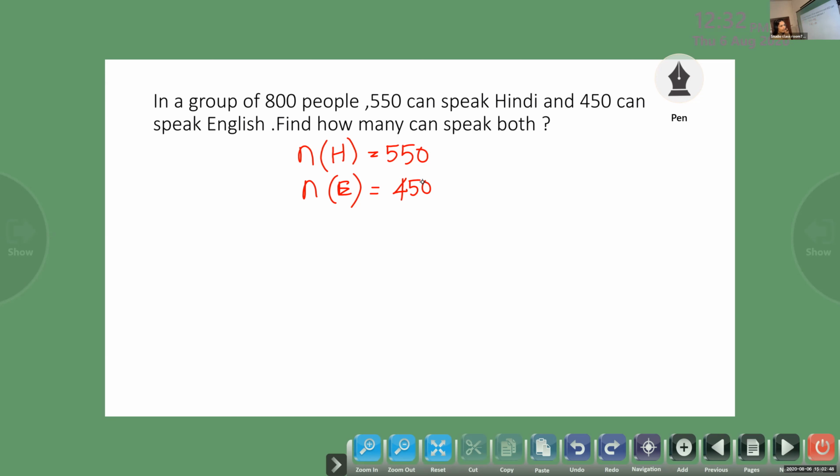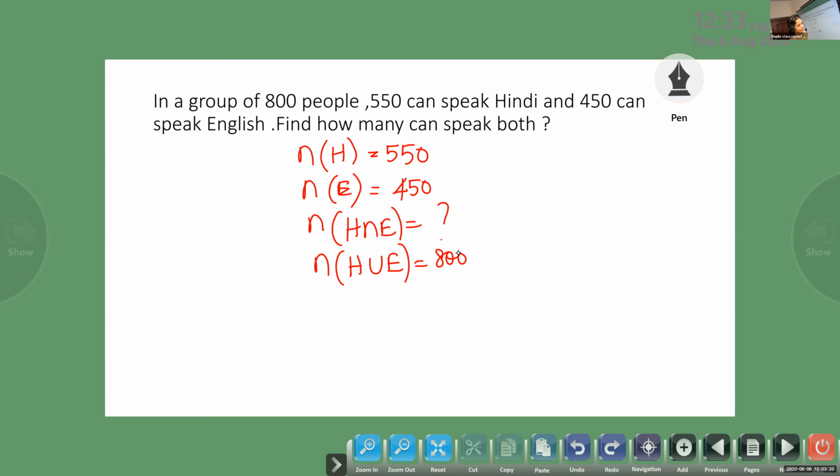Find how many can speak both. Both means what we have to find here. Is it union or intersection? Intersection. Both should happen means it is intersection. We want to find n of H intersection E. So what is this 800? It is the union. Total number of people is 800. Now can you write the formula and calculate this one?